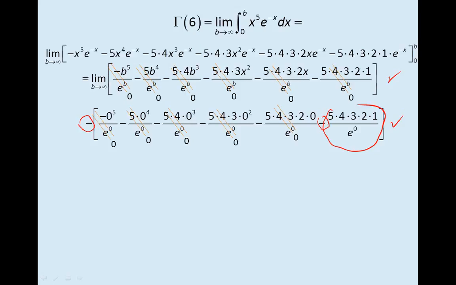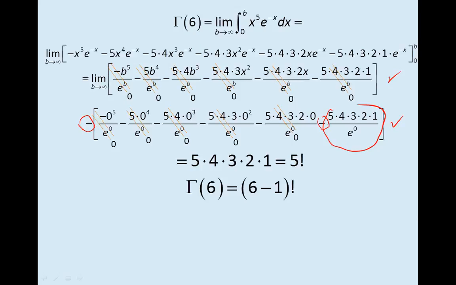If we put those together, we're going to get a positive 5 times 4 times 3 times 2 times 1, and of course that's 5 factorial. Now you could continue on with this, and what you would note is that whatever k you put in there, whatever number you put in, whatever positive integer, gamma of k is going to be k minus 1 quantity factorial, provided that k is a positive integer.